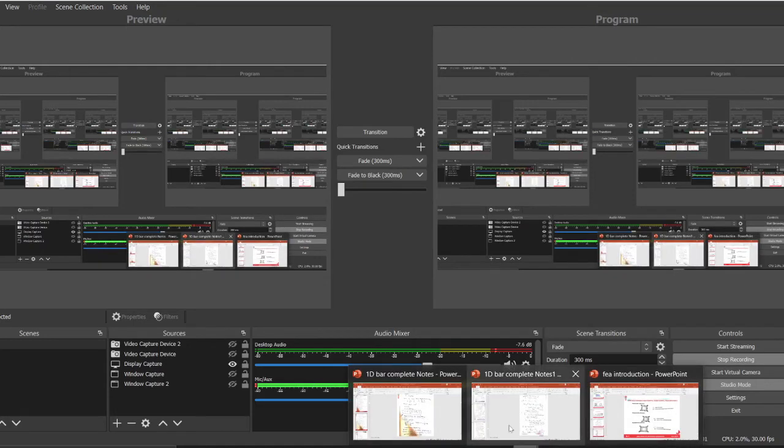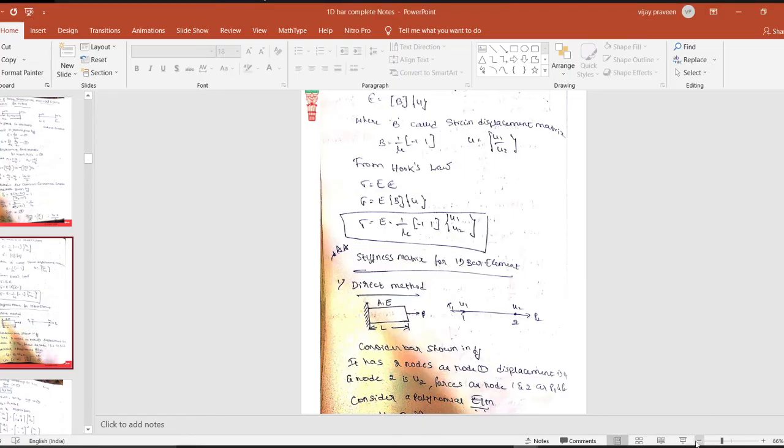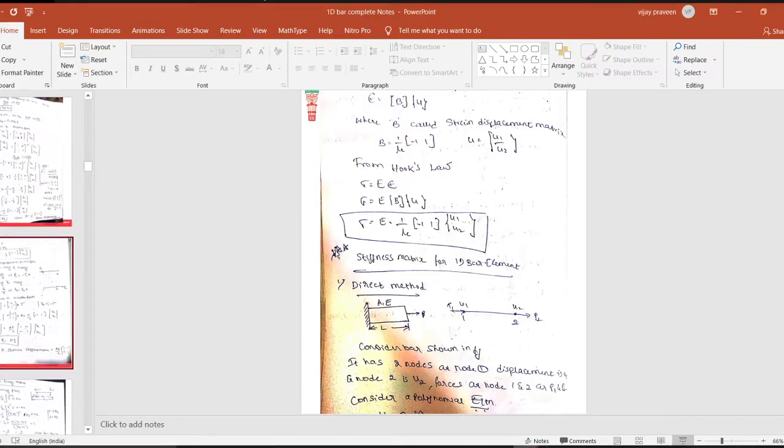Okay, we are going to start today's topic. That is the next part of the derivation. Very important derivations we are going to do. That is known as the stiffness matrix for a 1D bar element. Stiffness matrix for a 1D bar element.